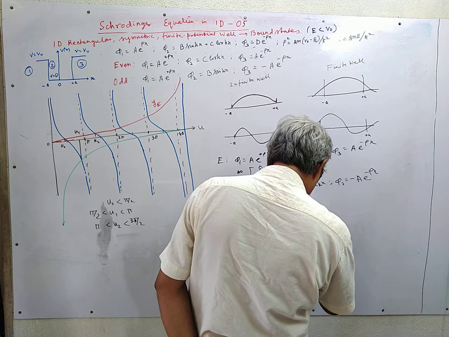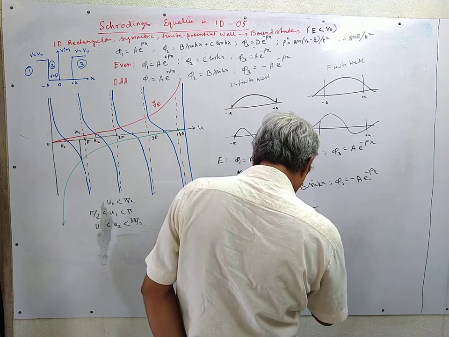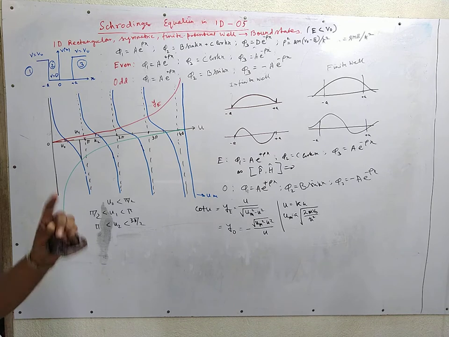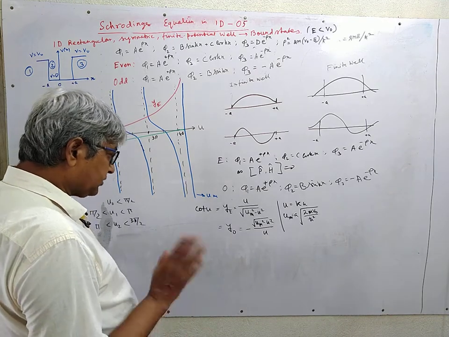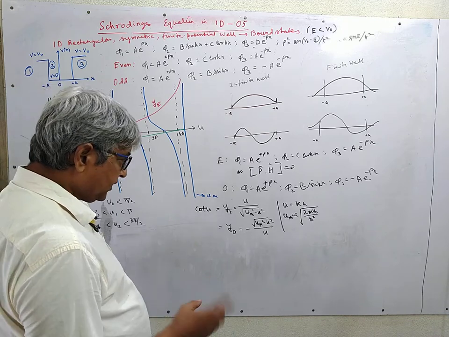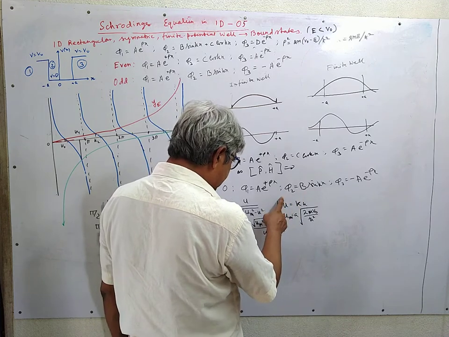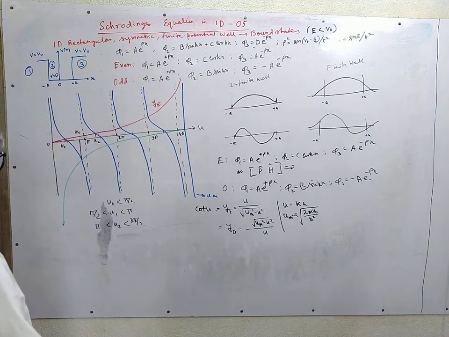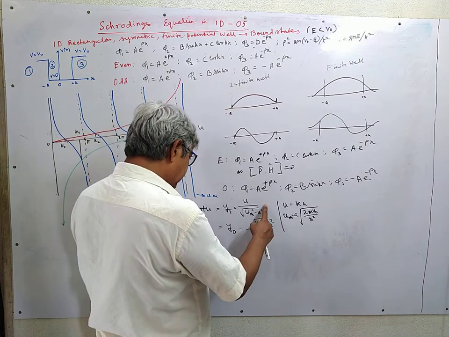Sorry. This u0 is related to the strength of the potential. So the energy eigenvalues are related to K, and this is in turn related to the dimensionless quantity u. So the u for both even and odd parity states are to be solved from this transcendental equation.